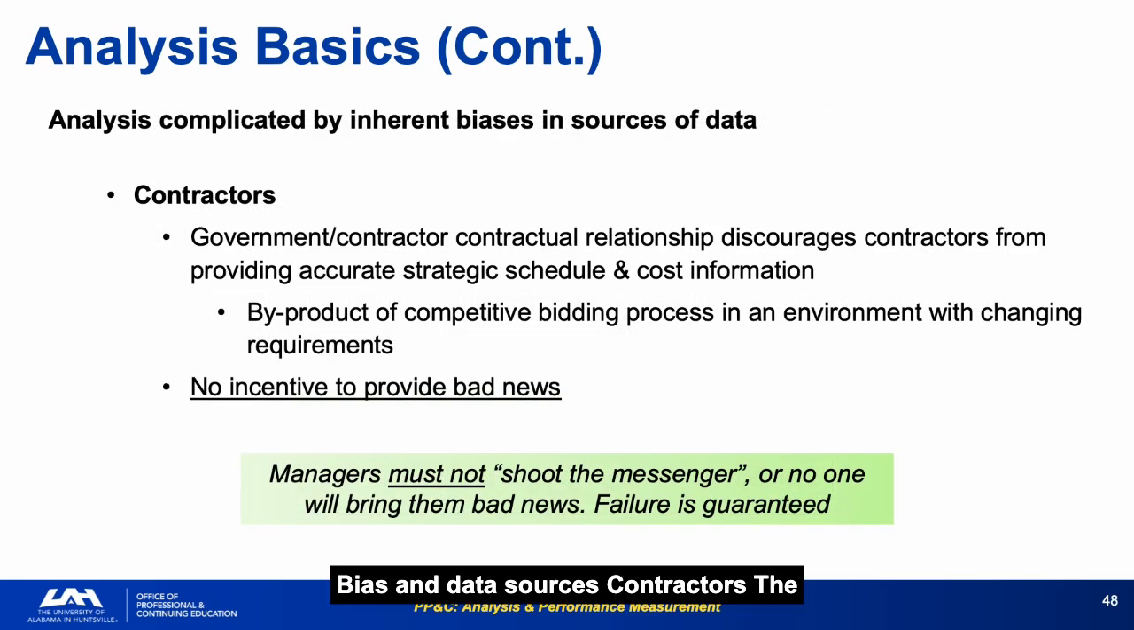Bias in data sources: contractors. The government-contractor relationship discourages accurate strategic cost and schedule information because of competitive bidding and changing requirements. Contractors have no incentive to surface bad news early. If they tell you the schedule is slipping, they risk renegotiation, fee reduction, and scrutiny. So they do not tell you until they have to.